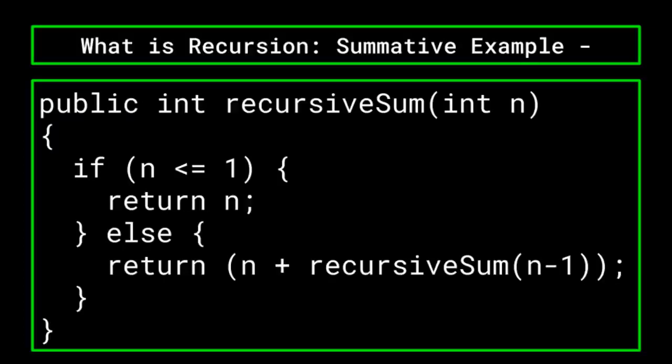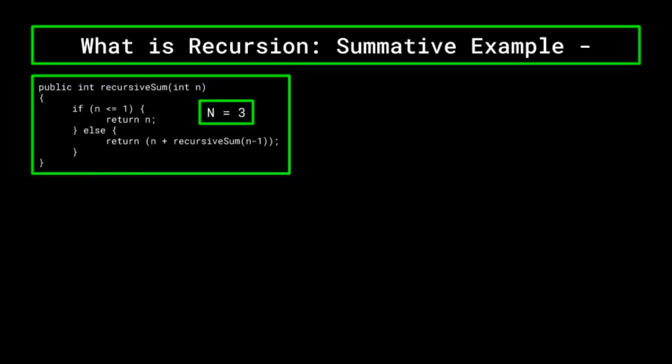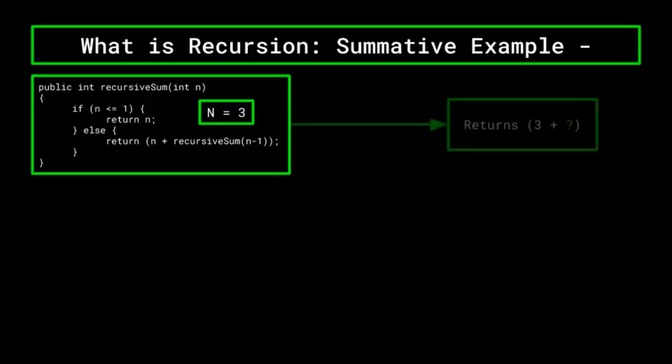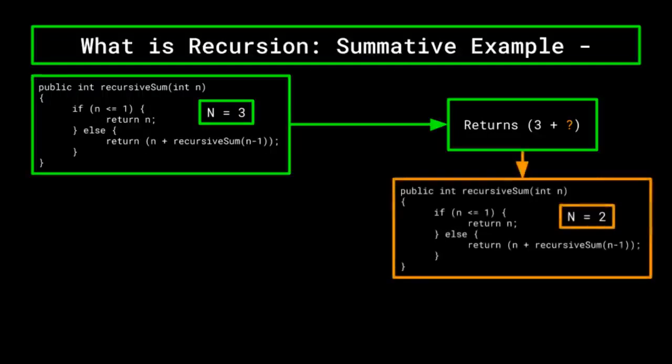Why do we add n and the function call? Well, let's actually go through the function as if we were the computer and see why. We start with a call of recursive sum with n equals 3. We know that 3 is not less than or equal to 1, so now we try to return the sum of n, which is 3, and the returning value of recursive sum with an n of 2. We don't know what the returning value of recursive sum with an n of 2 is, so we have to go through the function again, only this time n is 2.